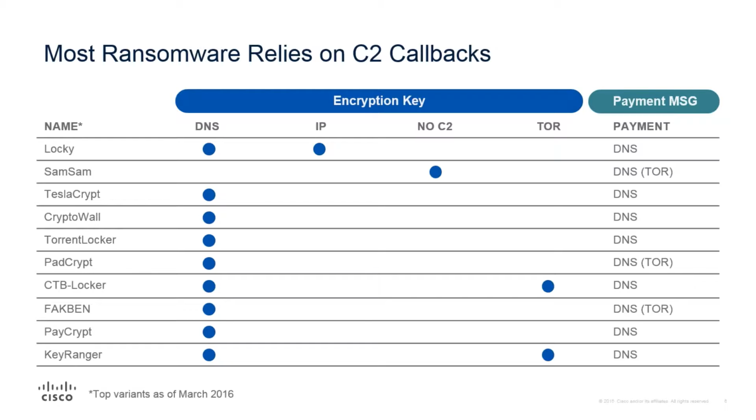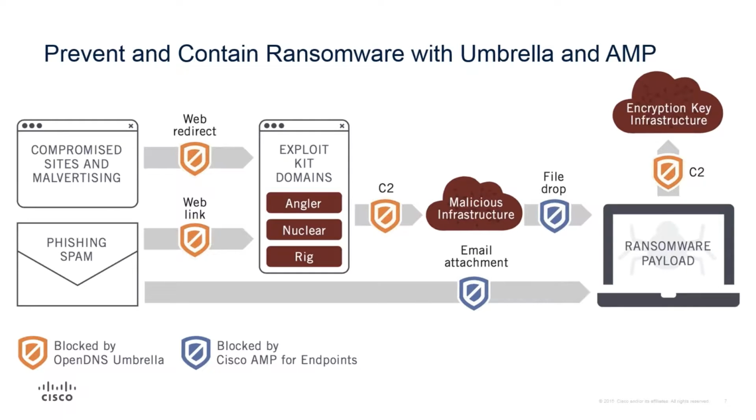All right, so here is how we prevent and contain ransomware using Umbrella and AMP. You can see here that the two threat vectors, compromised sites and phishing, are both going to result in a lot of web redirects or web links that are going to land the victim on an exploit kit domain. And that's going to serve up that exploit kit, such as Angler, Nuclear, Rig, and there's some others. And we have the capabilities to detect that using Umbrella and block that communication.